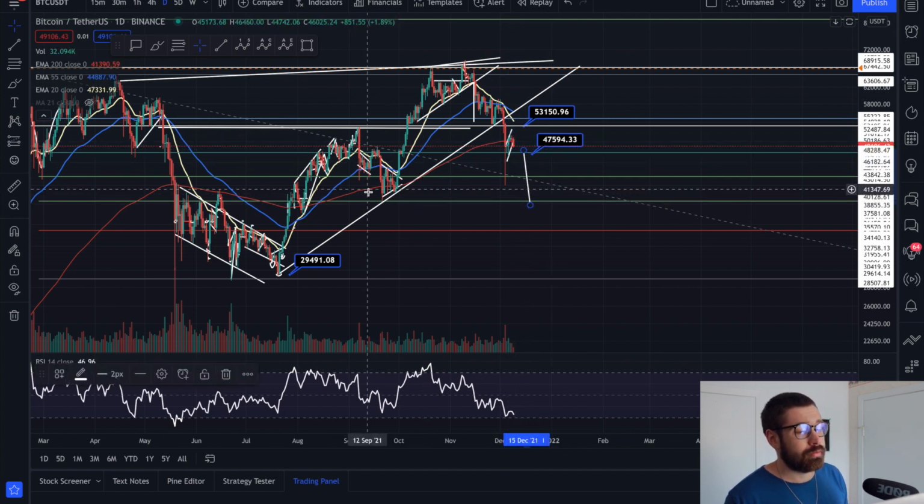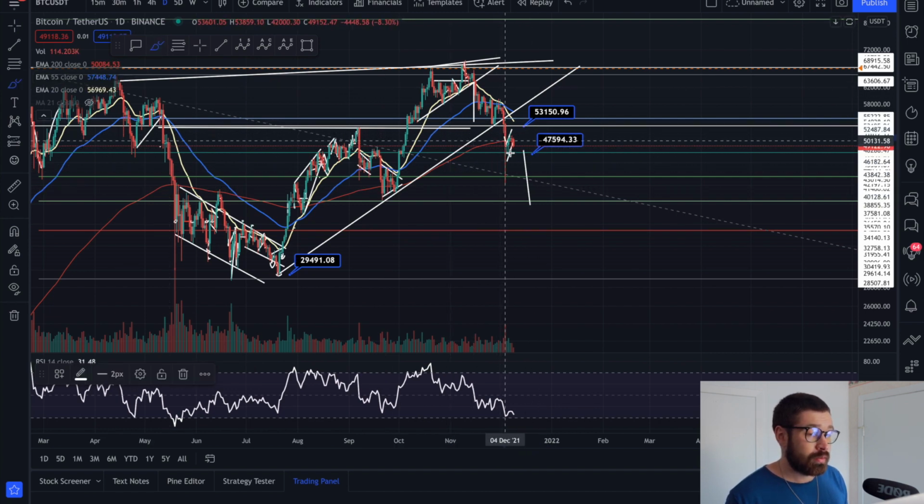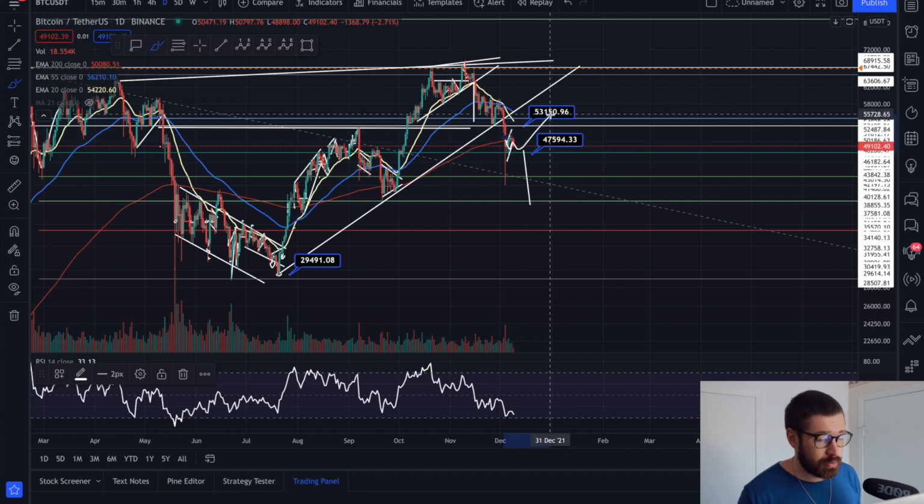So you can see we are starting to break out of that bull flag, and your target's all the way down here at 40K. But if we can create that double bottom and we do a little something like this, we come up, we create a second bottom, we break out, it's going to pull the market with it, guys.